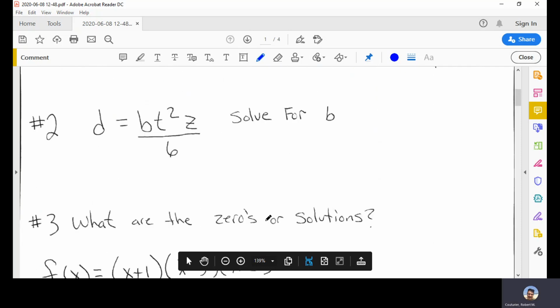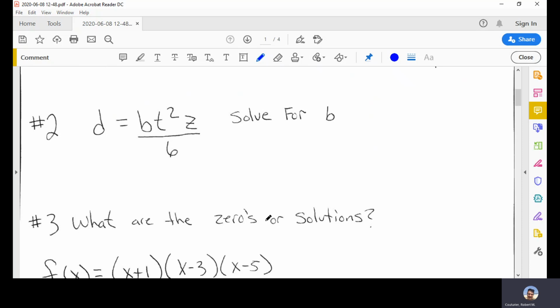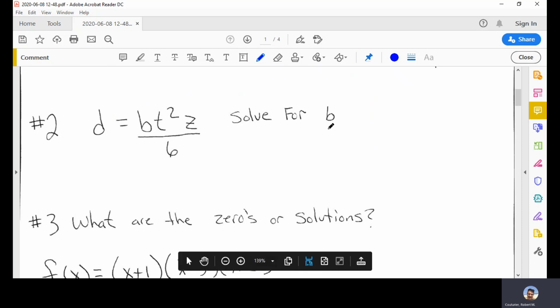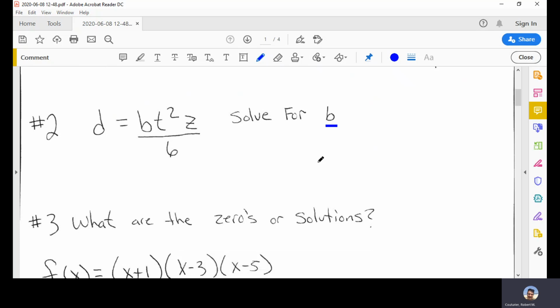Number 2 says d equals b times t squared times z divided by 6. Solve for b. This was from chapter 2 of our textbook. This is solving literal equations. We need to solve for b here. So this is what we're trying to solve for. That means all this other stuff has to go away. B needs to be sitting all by itself on that side.